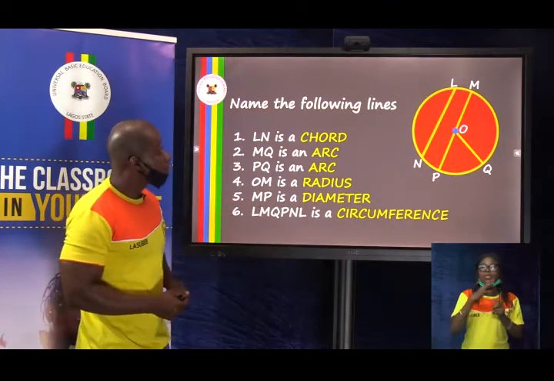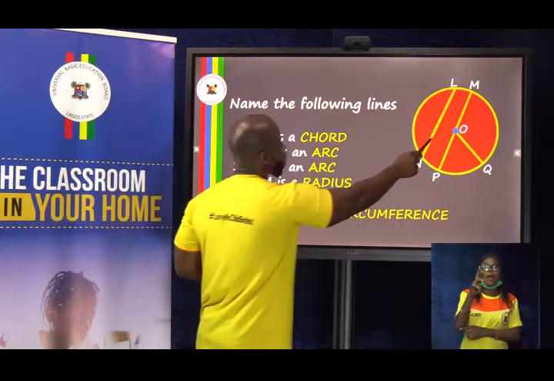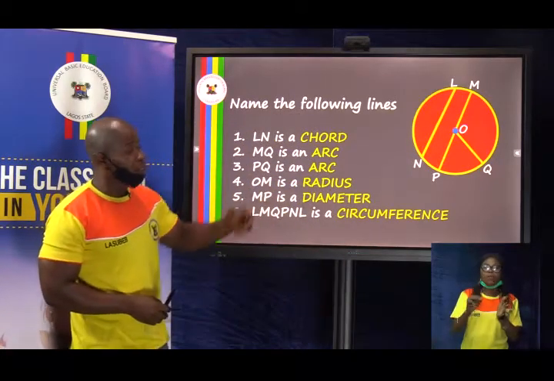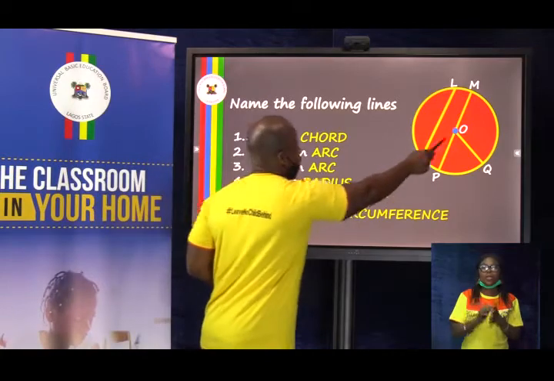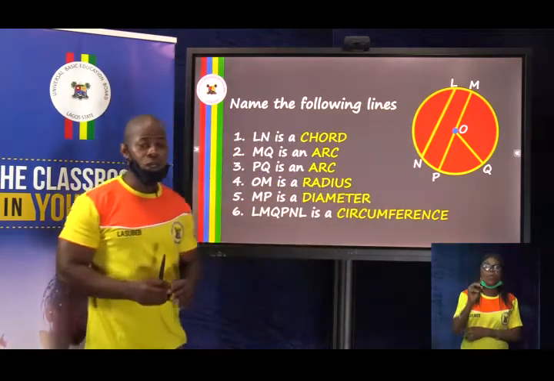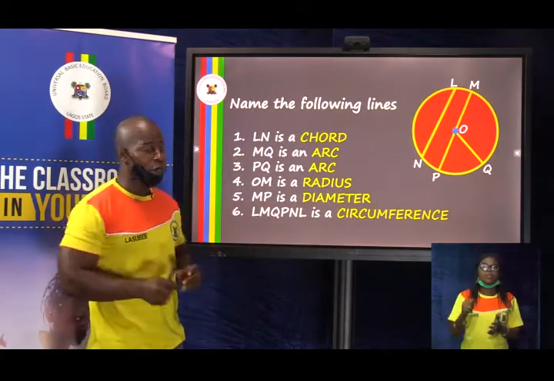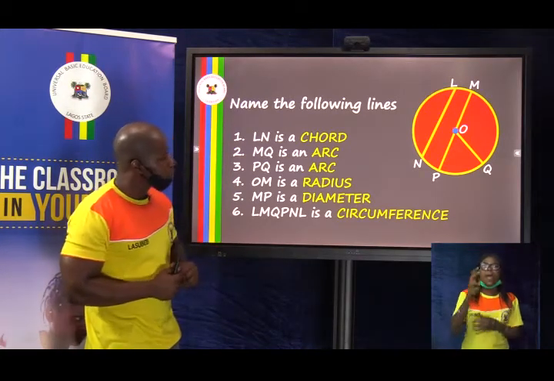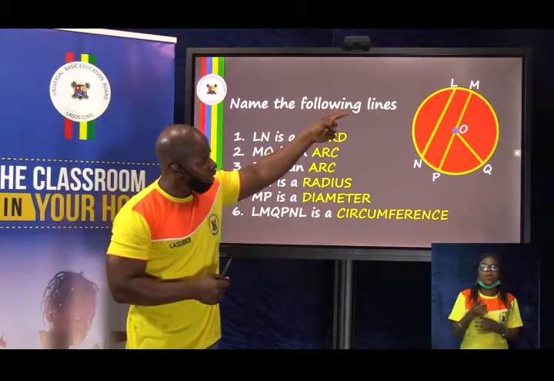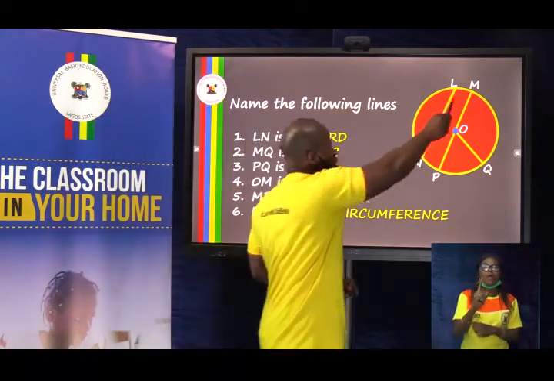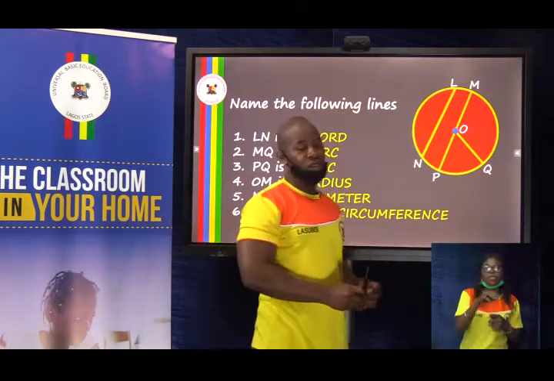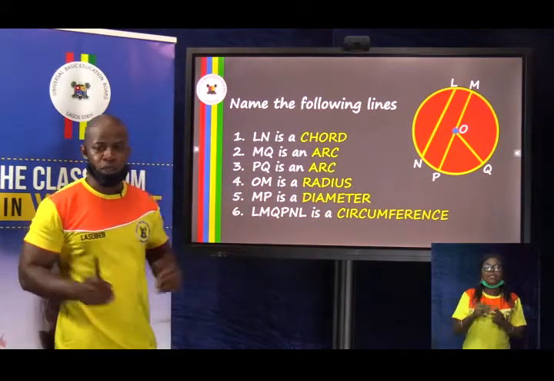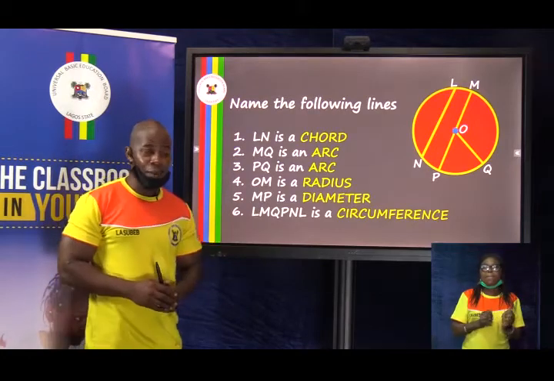Then OM. O is the center of the circle and M is on the circumference. The straight line that joins them is OM, and that is a radius. Remember that the radius is a line from the center that touches the circumference. A straight line, mind you. Now MP. That MP is coming from one end, touching the circumference here, and passing through the center. And of course, a straight line that touches 2 points and passes through the center is a diameter.